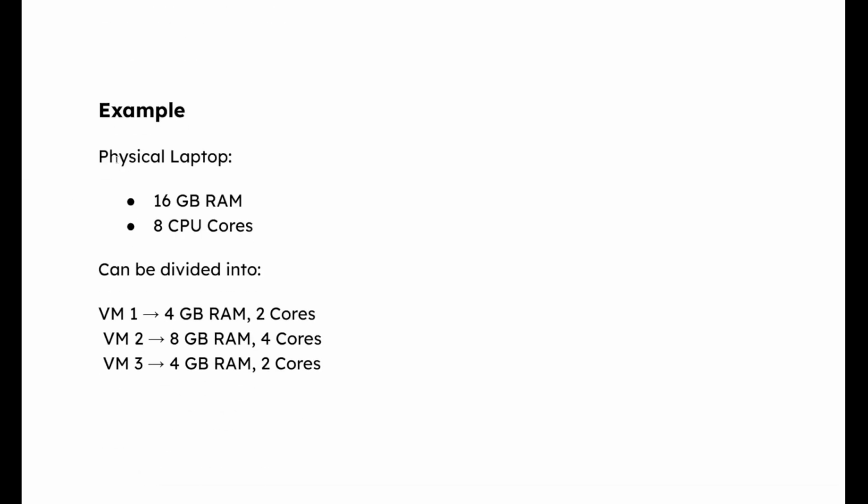So, for example, a physical laptop, let's say your laptop has 16 GB of RAM and 8 CPU cores, right? Now what I'm doing, I have divided it into three virtual machines. Virtual machine one, let's say CentOS. Virtual machine two, let's say that is your Windows server. And virtual machine three, let's say your Ubuntu.